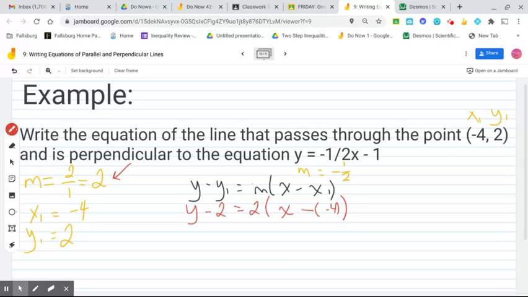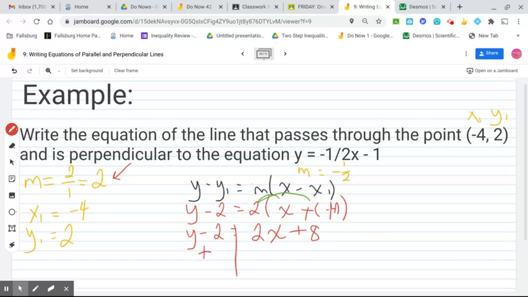Okay, so here we are going to simplify, right? We just now want to get it to y equals mx plus b format. y minus 2 will stay the same, but we do want to distribute here. So again, y minus 2 equals 2 times x is 2x. And I have 2 times negative 4. So really, it's a positive 4. That double negative changes it to a positive. So 2 times 4 gives me 8.